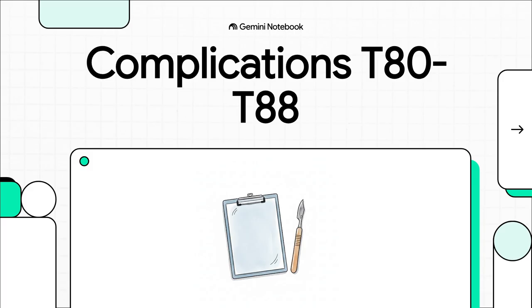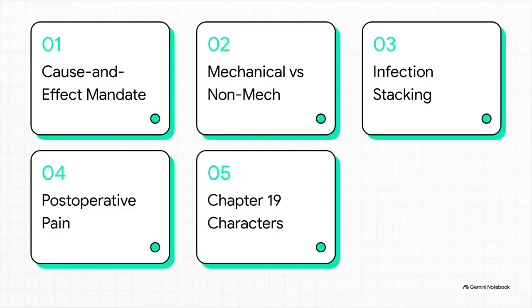So we're going to break down the CMS official guidelines today to make sure your coding is fiercely accurate and completely audit-proof. Here's our roadmap for this explainer. We'll be hitting the cause and effect mandate, mechanical versus non-mechanical devices, surgical site infection stacking, coding post-operative pain, and finally, those tricky Chapter 19 character rules.